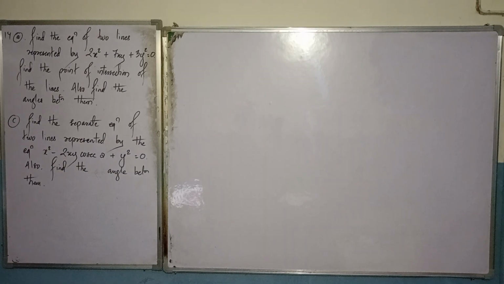So this is 14a, which is one of the long questions. You have to find the equation of the two lines represented by the given equation, 2x squared plus 7xy plus 3y squared. So you have to separate that single equation, which gives two separate straight lines. After that you have to find the angle between them. Find the point of intersection also.